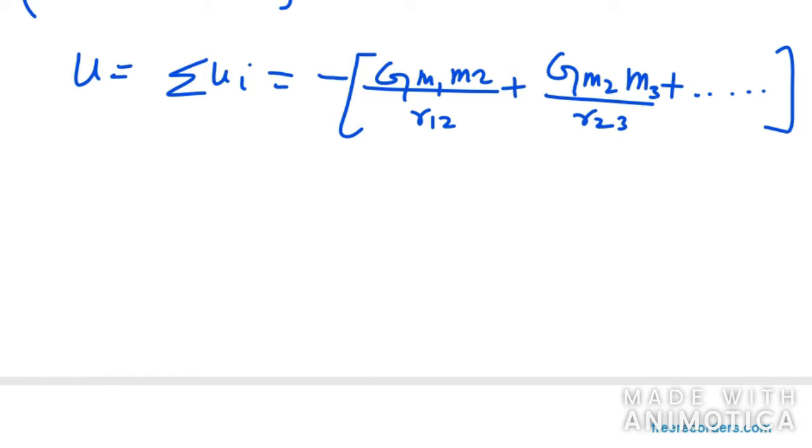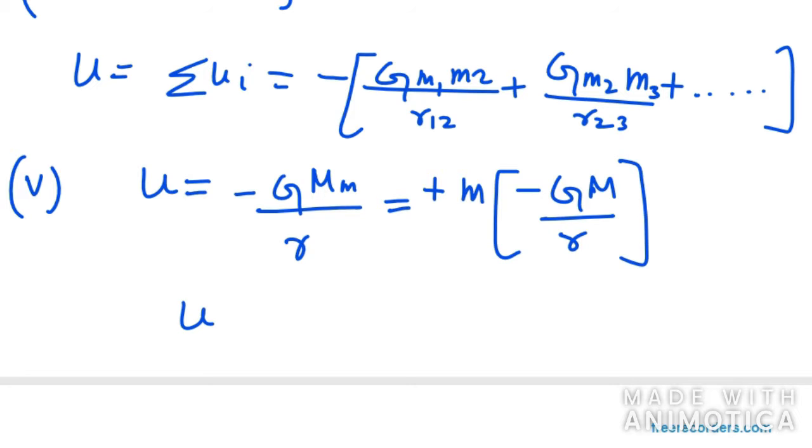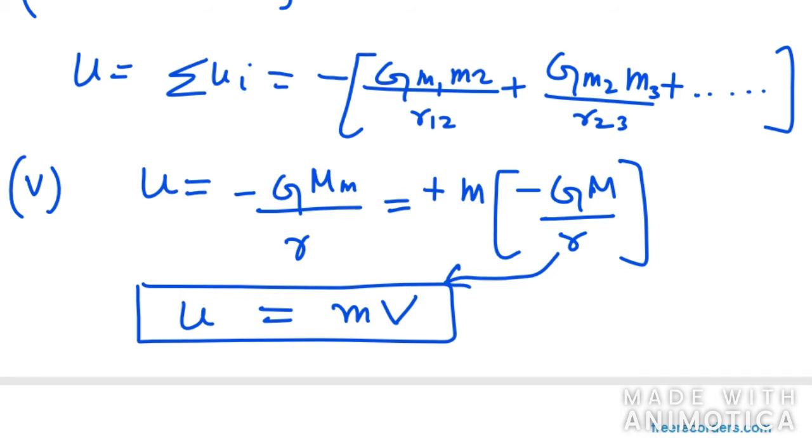Now the next thing we need to find is the relation between gravitational potential energy and potential. As you know, U is given by minus GMm over r. So can we write it like this? m times minus GM over r. Now you know that this value is nothing but V, the potential. So the relation between potential energy and potential is U equal to mass times potential.